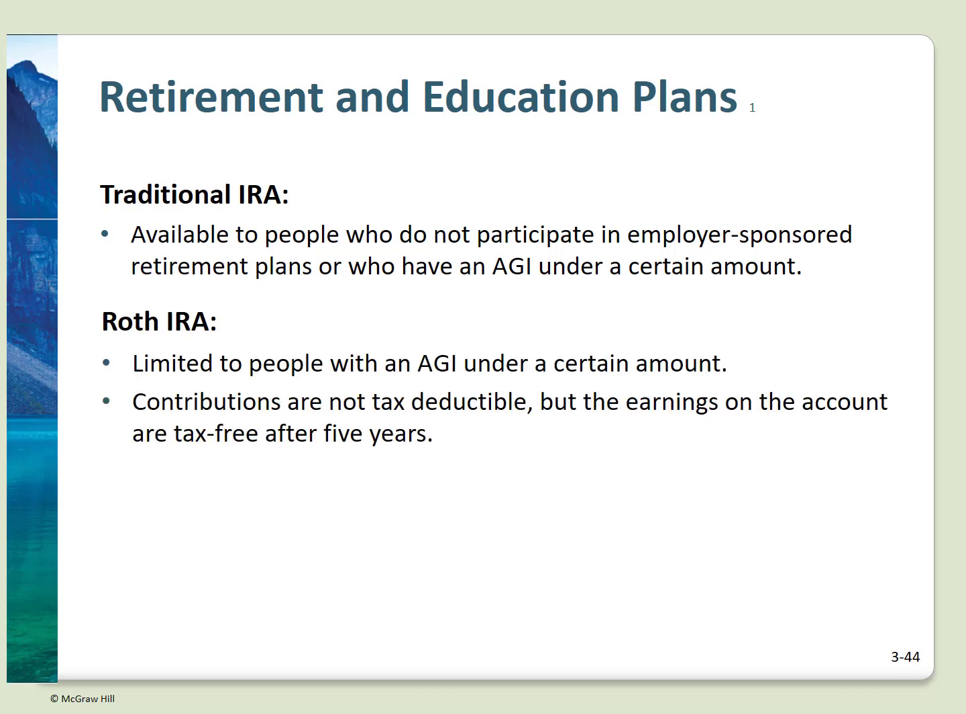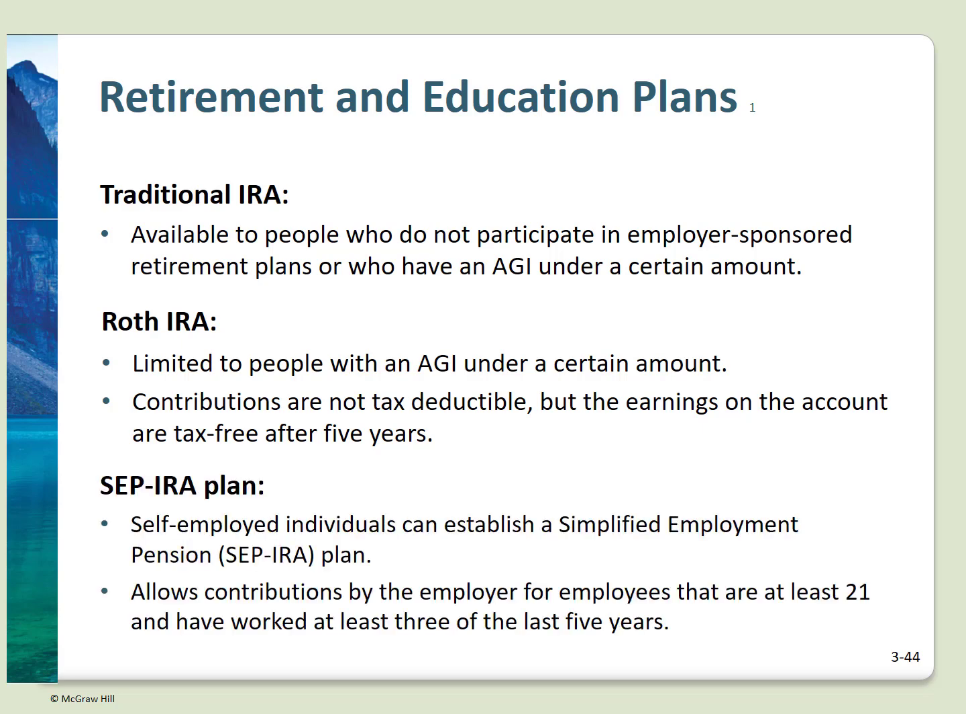With a Roth IRA, the contribution is not deductible in the year made, and the limit is the same, but earnings on the account are tax-free after 5 years. Withdrawals are exempt from both federal and state taxes. SEP IRAs are for self-employed individuals.